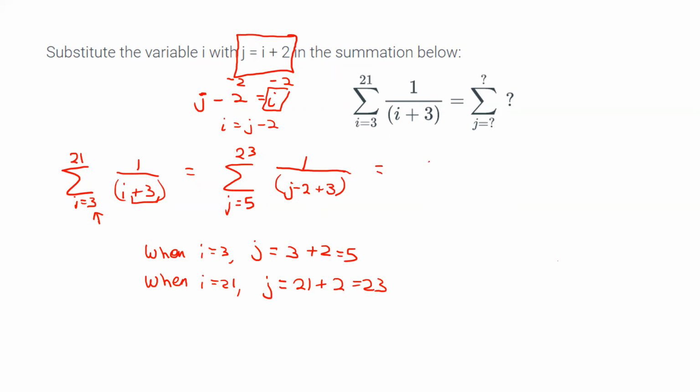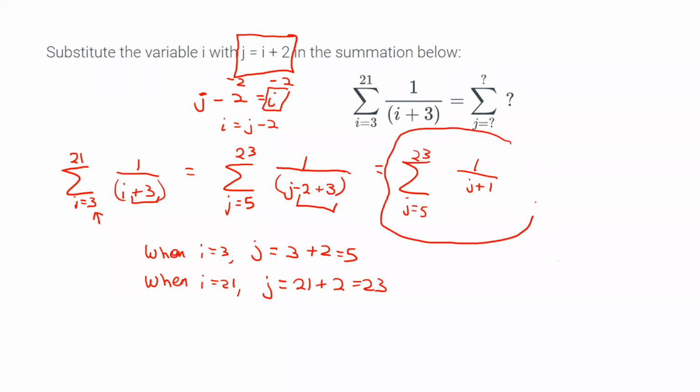And so I'll simplify that. We still have J going from 5 up to 23. 1 over J, now let's put the negative 2 and the 3 together. Negative 2 plus a positive 3 is a positive 1. So I have J plus 1. So that would be now my new summation if I'm talking about J's with this specific relationship here.